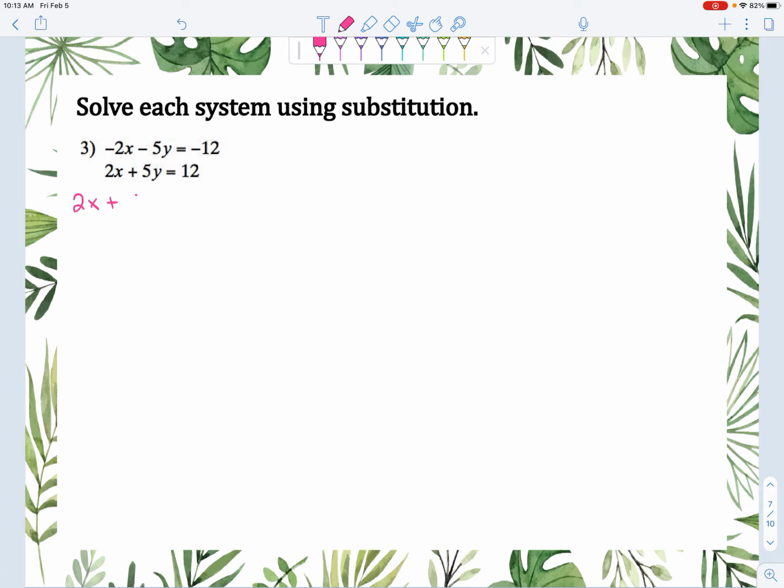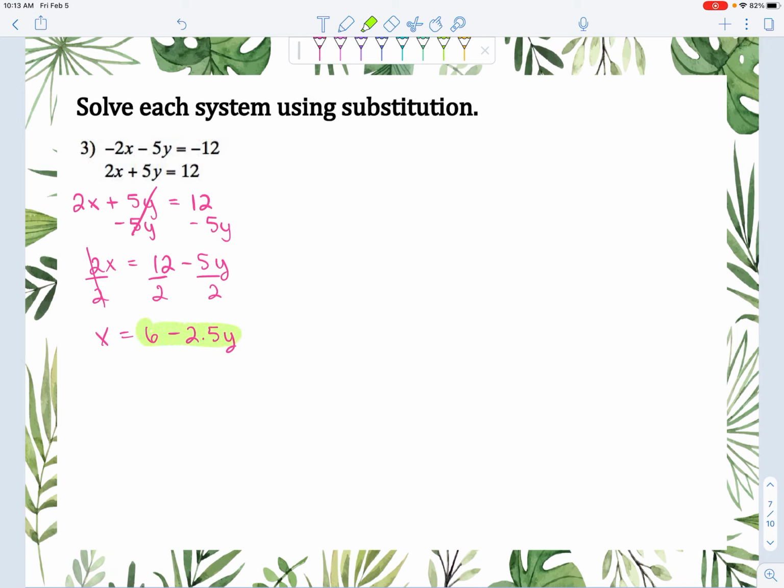So I'm going to take this bottom equation. To get the x by itself, I have to first move the y term over. I do that by subtracting. And the next thing I have to do is divide everything by that coefficient. If I divide 12 by 2, that gives me a nice integer of 6. And -5 divided by 2 works out nicely as a terminating decimal.